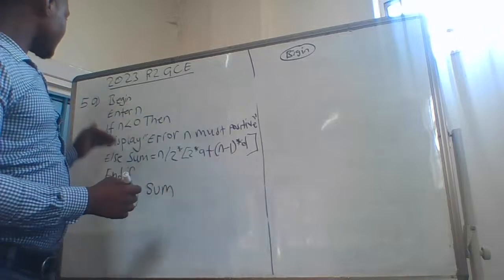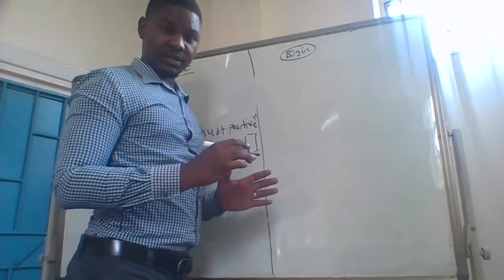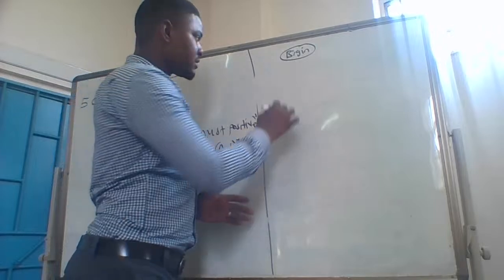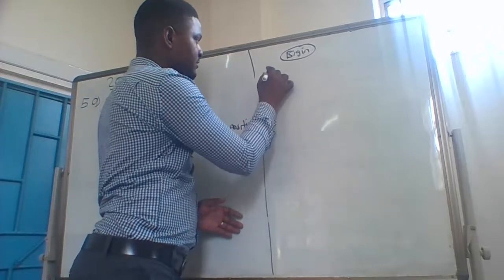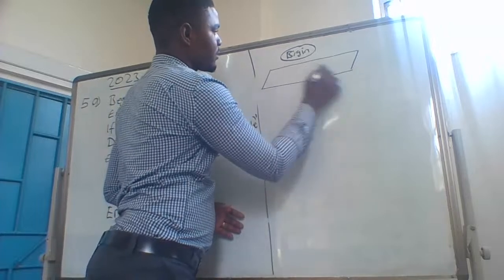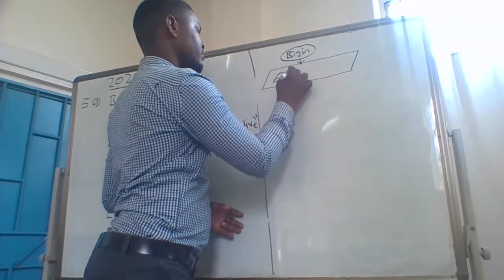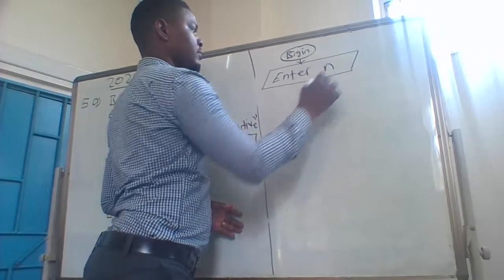Then after that, what next? Enter n. And you know the symbol for entering. The symbol for entering in this case goes like that. Enter n.